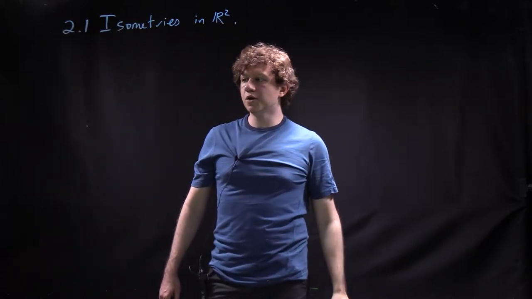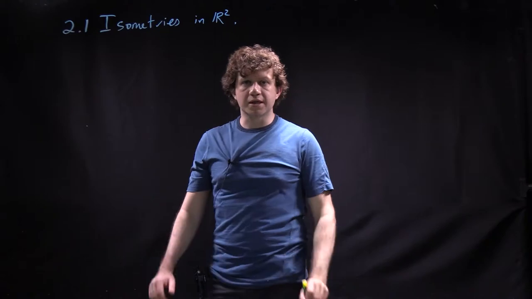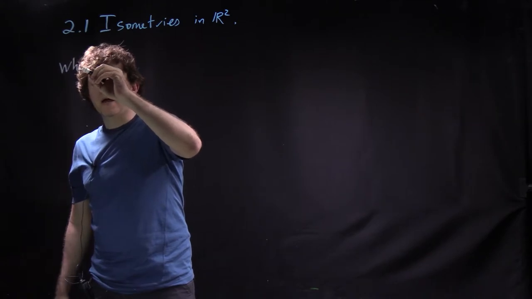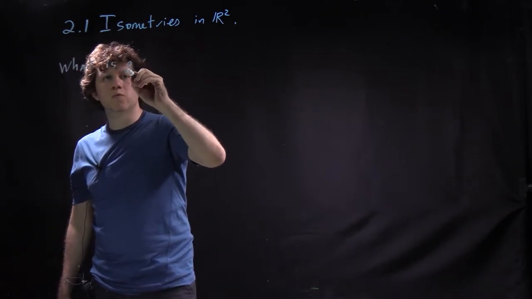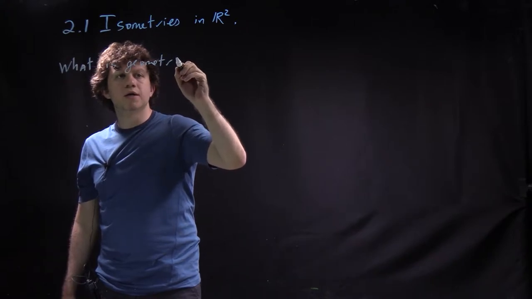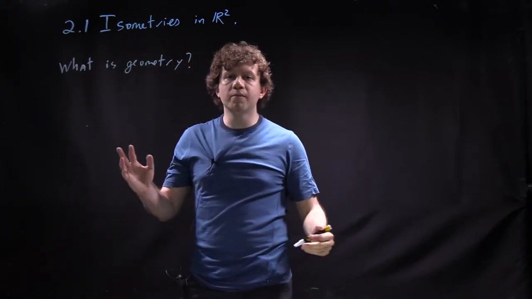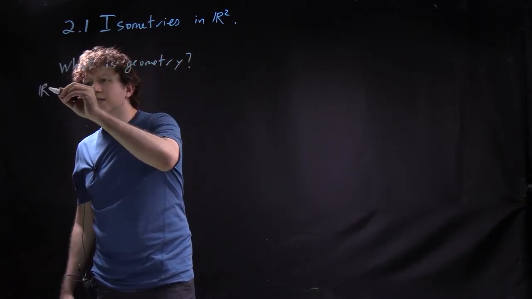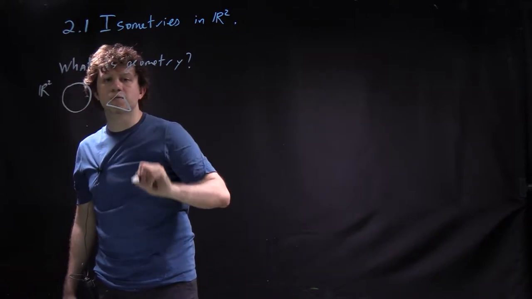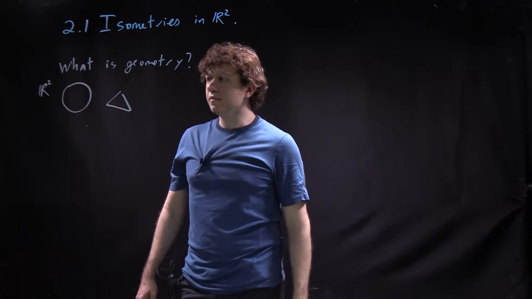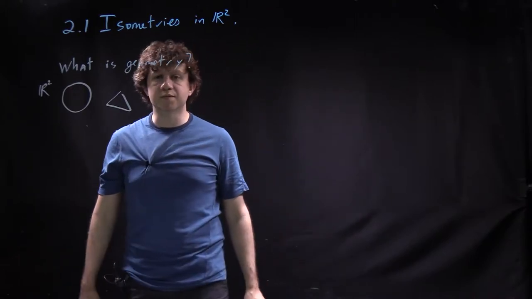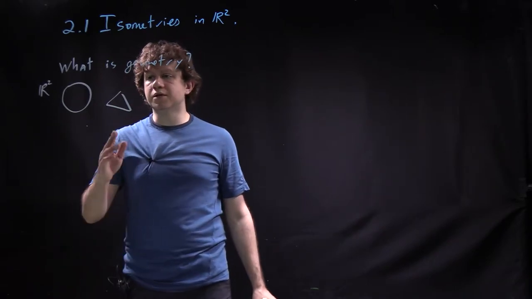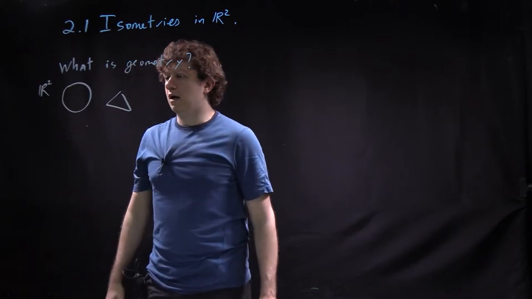Okay, so let's first discuss the following general question. What is geometry? Of course, there are tons of answers to this question, but usually what people say is that geometry studies properties of figures. So we take, for instance, the plane, and we study circles, triangles, and so on. But this answer clearly raises some other questions, because what kind of properties do we study? For instance, we clearly don't care about things like the color of a circle, and so on.